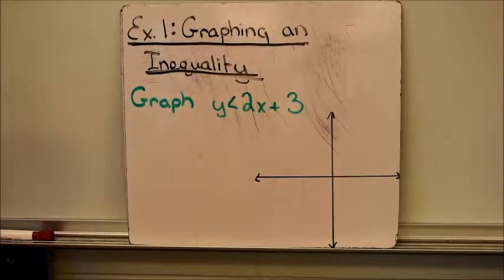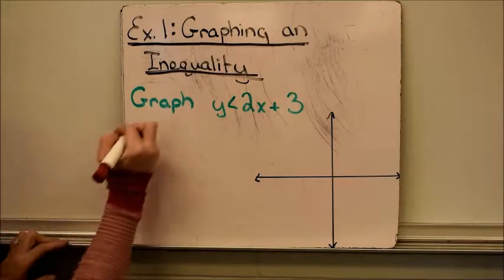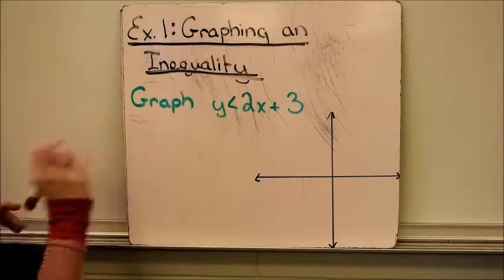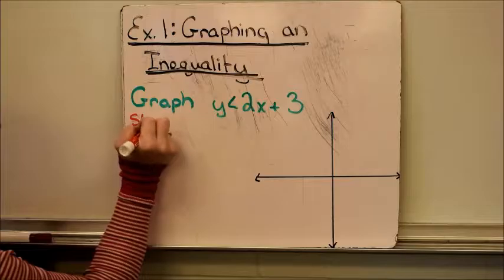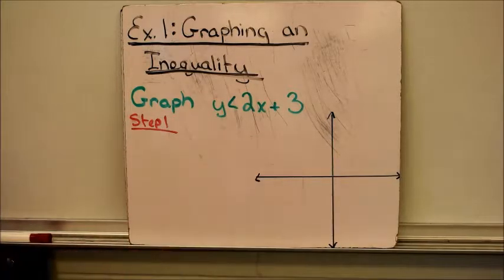All right, so let's jump into our first example, graphing an inequality. We're going to graph y is less than 2x plus 3. And how are we going to do that? Well, if you remember, inequalities are much like equations. They're very similar. So the first thing we're going to do, our step one, I'm going to do this in red. Let's try this red, see if it works. All right, step one is we're going to graph the boundary line.